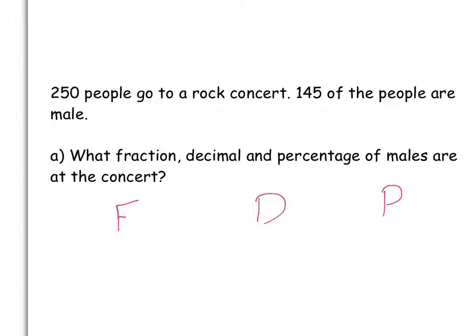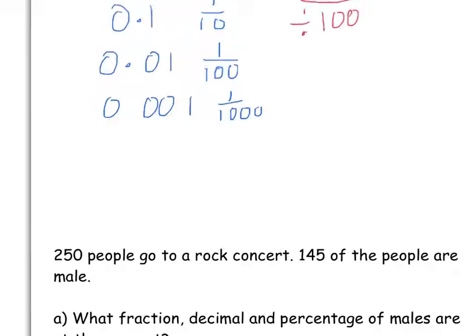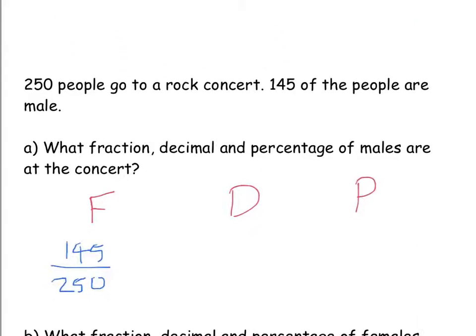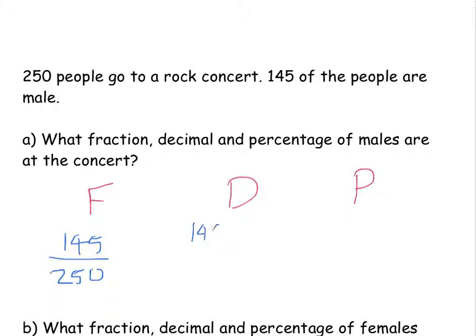So, first thing is we need to set up a fraction. So we need to know firstly how many people went to the concert. Well, that's 250. And of those 250, how many were male? Well, 145 were male. So the fraction of people who went to the concert that were male was 145 over 250. Now we need to go from the fraction to the decimal. So to get from a fraction to a decimal, we need to do the numerator divided by the denominator. So in this case, we need to do 145 divided by 250, which is 0.58.